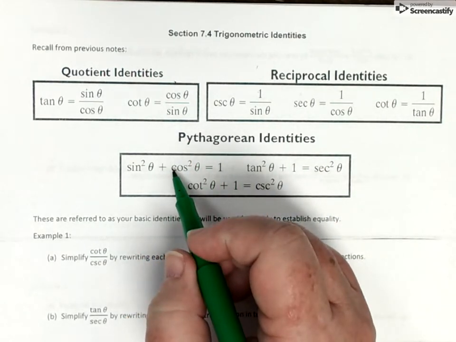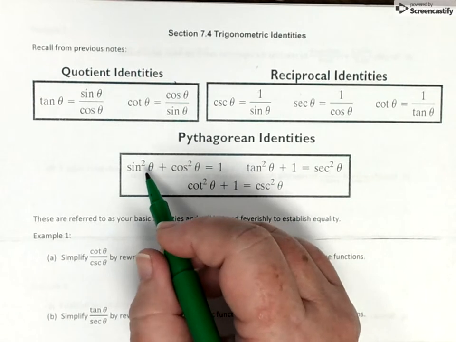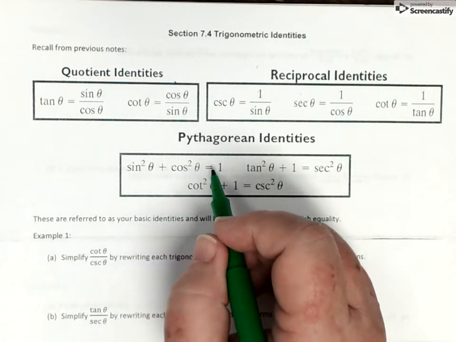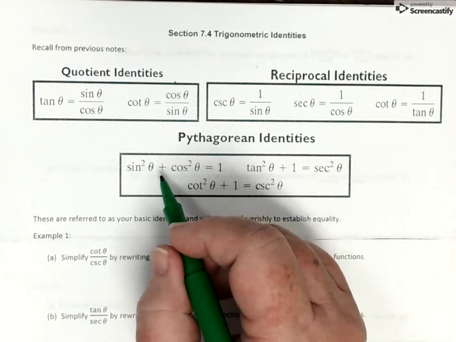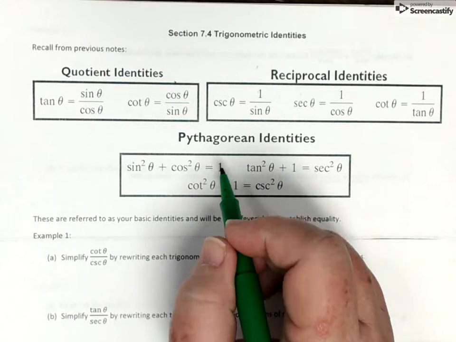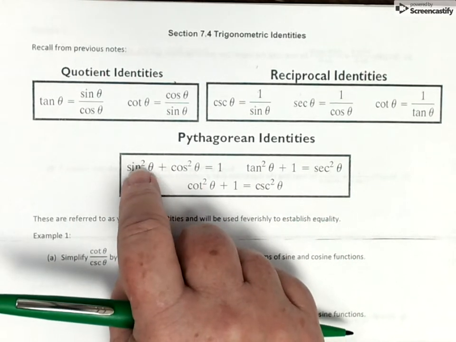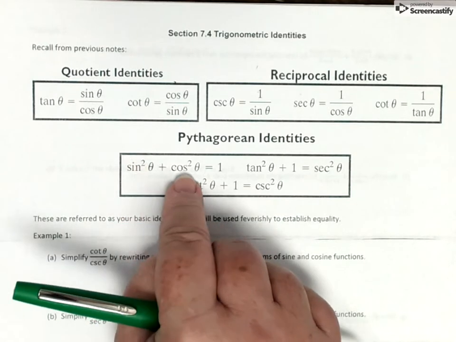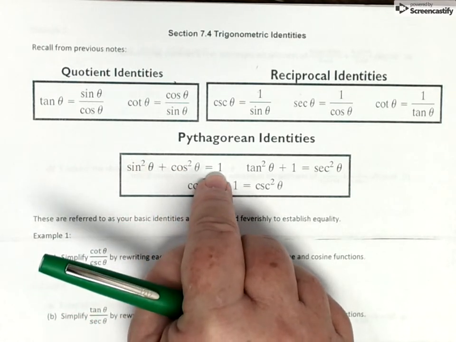Now, we haven't spent a lot of time with these, but I do want you to realize that sine squared plus cosine squared of any theta value that is the same will always equal 1. And if I wanted to isolate sine squared theta, what would I have to do to get this alone? I would subtract cosine squared theta.